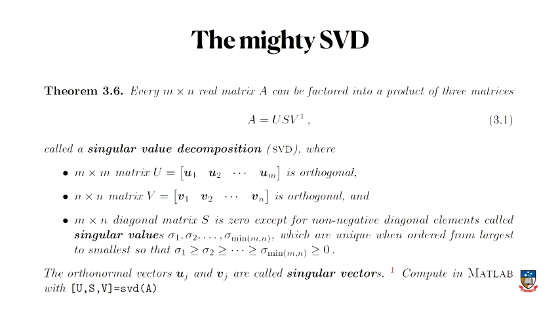So there's a long theorem here about the mighty SVD, and it looks like this. It says that any non-square, not necessarily square, m by n real matrix A can be factored into a product of three different matrices. You can factorize the matrix A into U times S times V transpose, where U is an orthogonal matrix, V is an orthogonal matrix, and S is a diagonal matrix. It's 0 everywhere except for the non-negative diagonal elements, and we call those singular values.